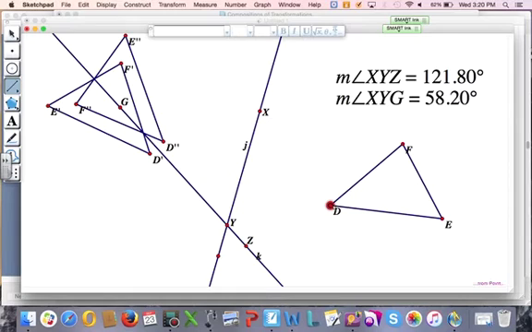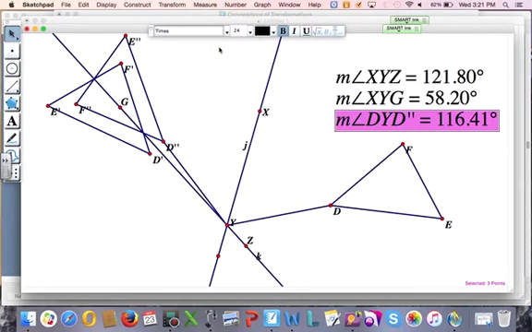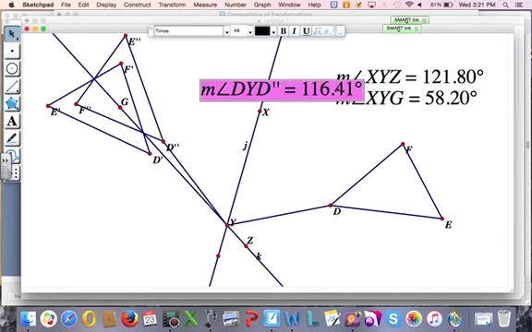In the last module, we connected a point to the center of the rotation, and then we connected the image of that point to the center of that rotation, and then we measured the angle. Okay, so let's measure that angle. So my actual angle of rotation is 116.41. Well, there's got to be some relationship between the angle formed by the intersecting lines and this angle of rotation.